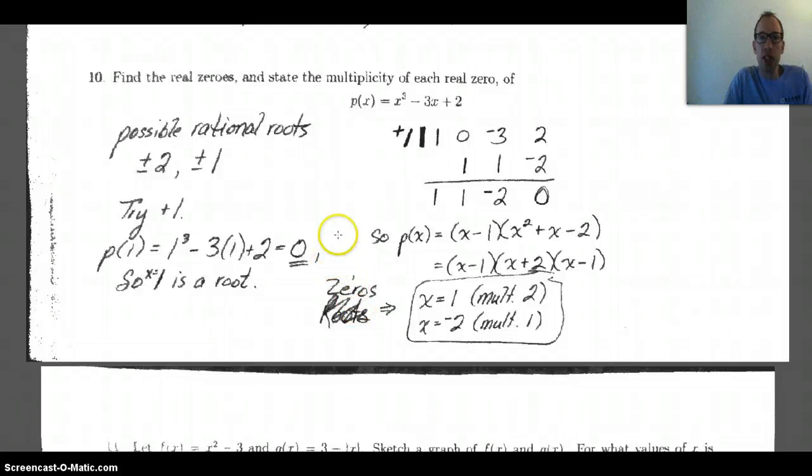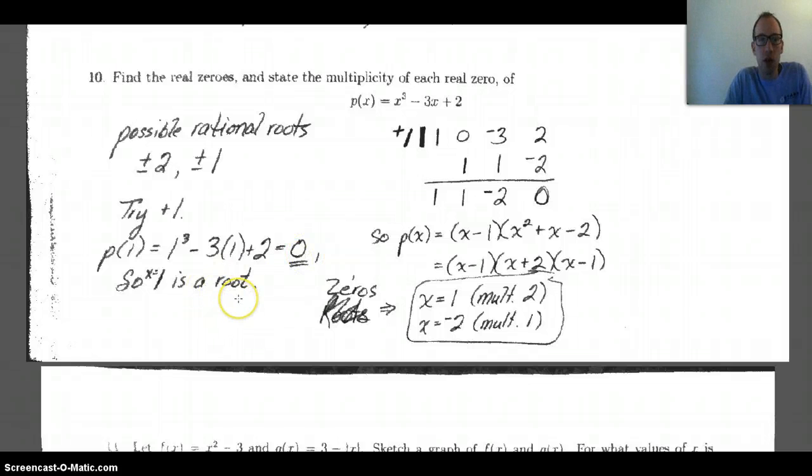Finding the real zeros, there are several different ways you could go about this. I looked at the rational root theorem, so we took all the integer factors of 2 over all the integer factors of the coefficient of our leading term, which is just 1. So that really just gives us plus or minus 2, plus or minus 1. I just tried +1 because it's the easiest. I plugged it into the original function and got 0, which tells me that x equals 1 is a root. If I would have plugged it in and got something other than 0, we can determine that it's not a root.